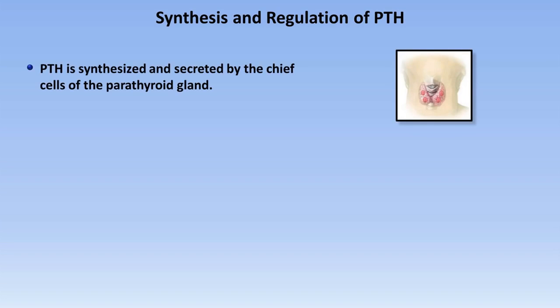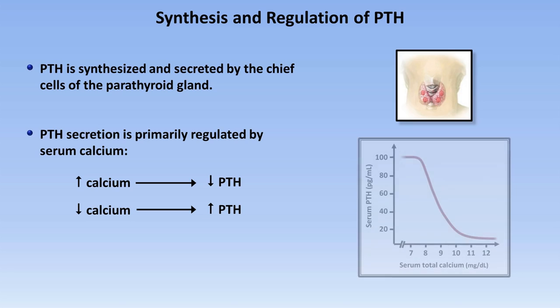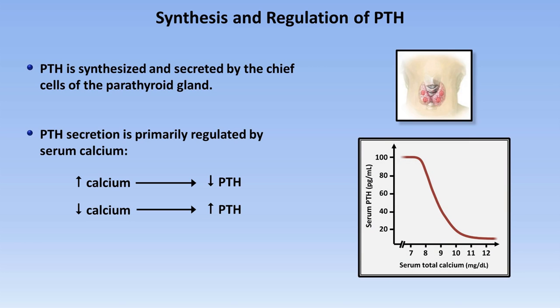PTH is synthesized and is secreted by the chief cells of the parathyroid gland. Its secretion is primarily regulated by serum calcium. Elevated calcium inhibits PTH synthesis and release. Decreased calcium stimulates it. The curve of how PTH secretion relates to serum calcium is important.